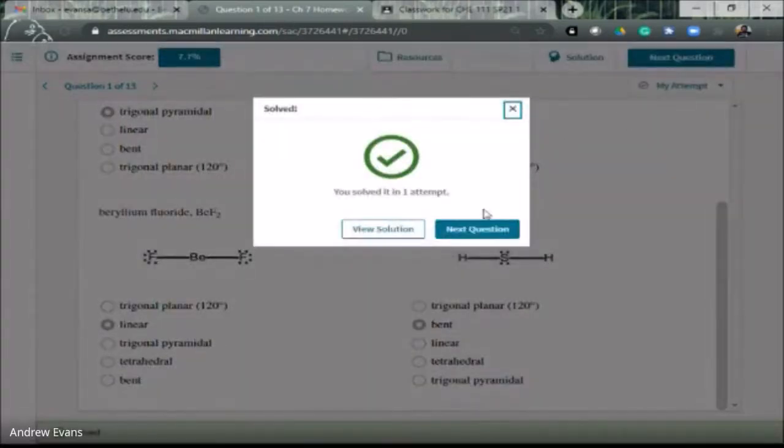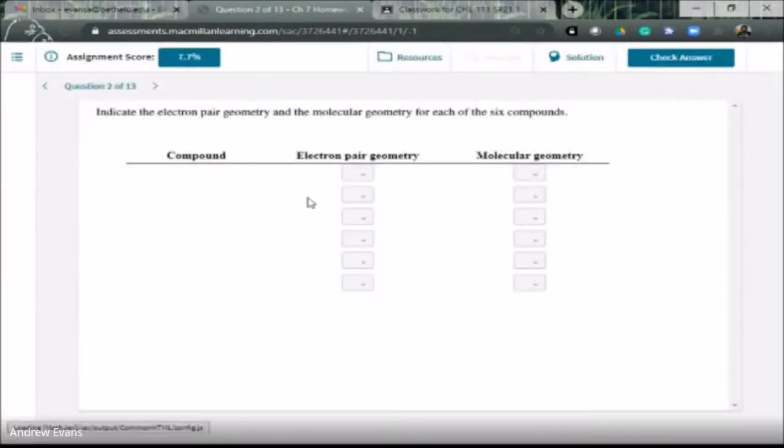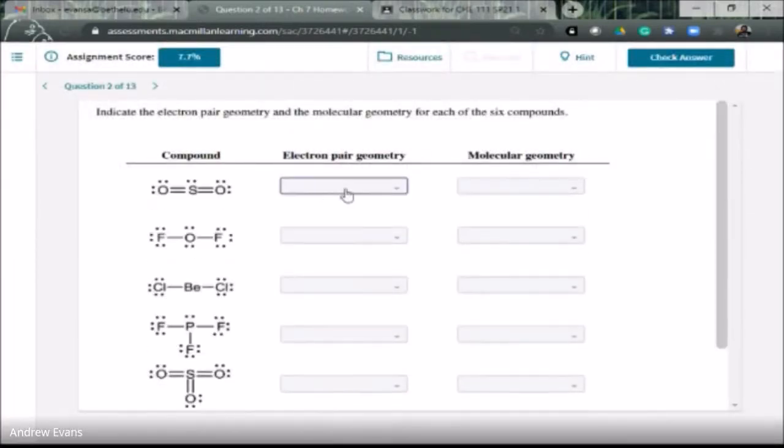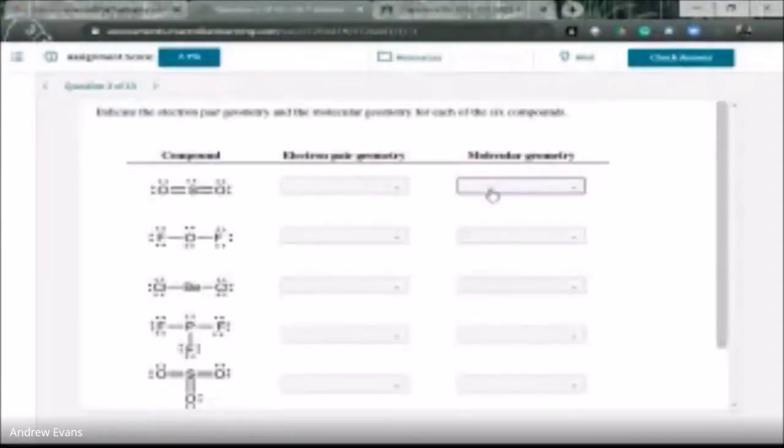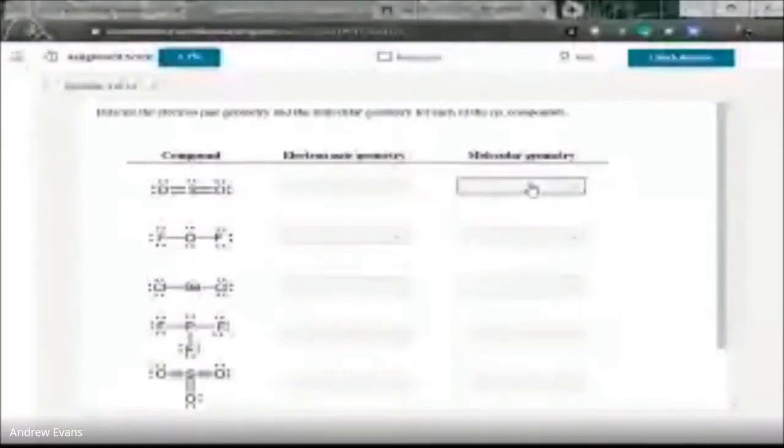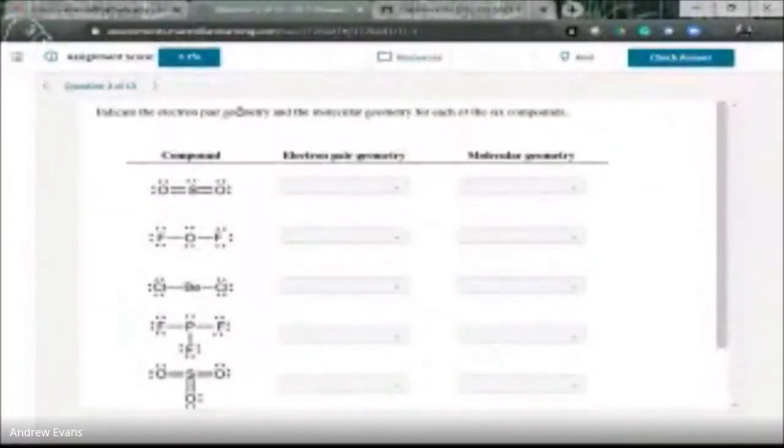So I'm going to skip around a bit. This one, they want you to put the electron pair geometry and the molecular geometry, just like we did. So this will be just like the lab we're going to do. You find the electron domains, and that'll give you the electron pair geometry. Then you find the molecular geometry based on how many lone pairs there are. Sometimes these will be the same. Oftentimes they will be different. But if there are no lone pairs, they will be the same.